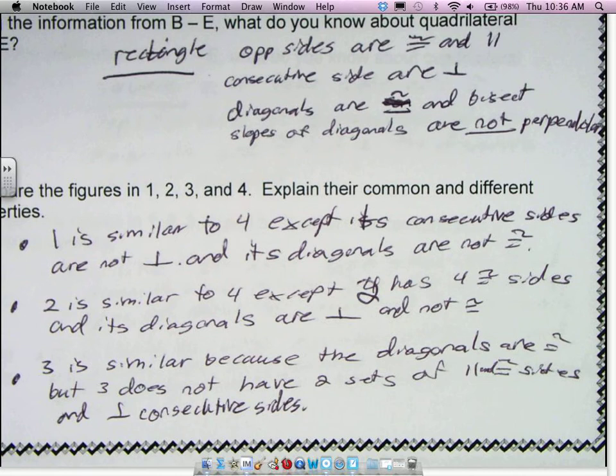Okay, I put it in bullet points. There's 3 bullet points because we're comparing it to 3 different things. 1 is similar to 4, except its consecutive sides are not perpendicular and its diagonals are not congruent. 2 is similar to 4, except 2 has 4 congruent sides and its diagonals are perpendicular and not congruent. 3 is similar because the diagonals are congruent, but 3 does not have 2 sets of parallel congruent sides and perpendicular consecutive sides.